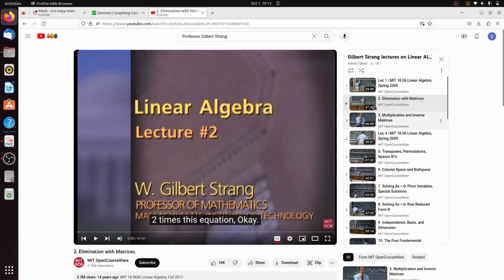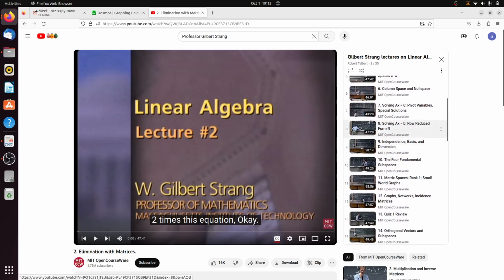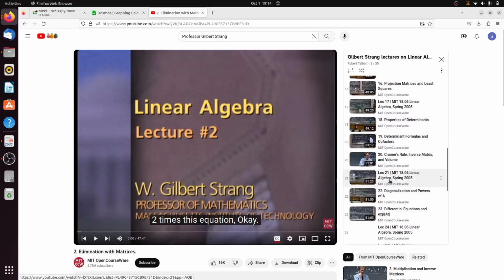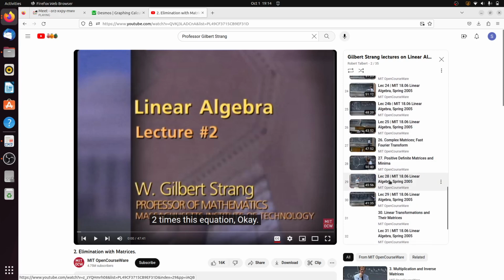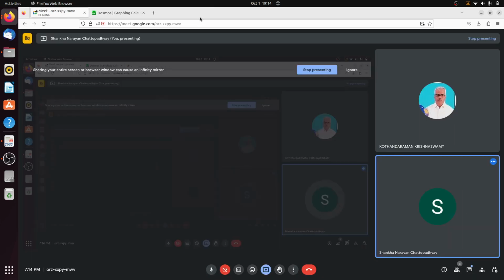That is actually the course by Professor Gilbert Strang, and you can see matrix multiplication, pivot variables, independence, basis, dimension, the four fundamental subspaces, everything you will get to know from Professor Gilbert Strang's videos. That will be very effective for you, and he is one of the finest linear algebra teachers in the world. So you can watch how Professor Gilbert Strang presents.